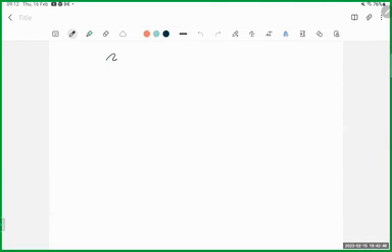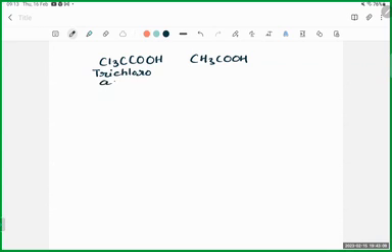So just a quick revision. If you are given the compound trichloroacetic acid, clear? Will this compound be more acidic or less acidic than acetic acid? This is trichloroacetic acid, and this is just acetic acid, which will be highly acidic.